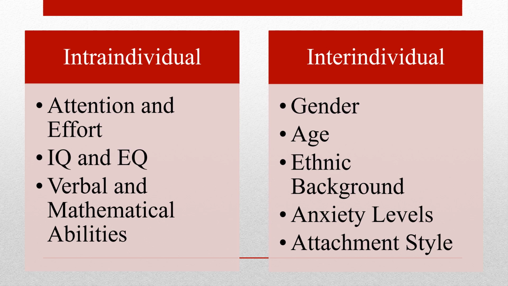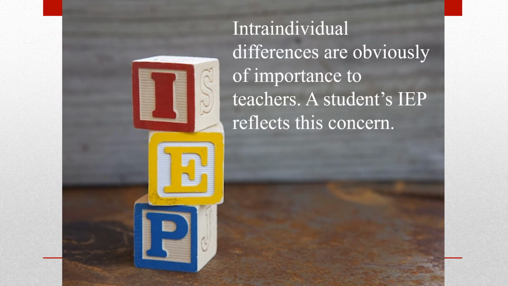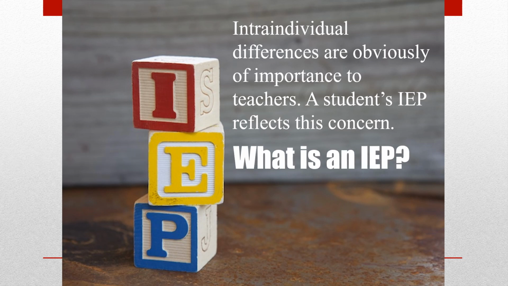For inter-individual differences, these are obvious traits, behaviors, or characteristics between children. Examples are gender, age, ethnic background, anxiety levels, and attachment styles. These things make one child distinct from another child. Individual differences are obviously of importance to teachers because a student's IEP reflects this concern.